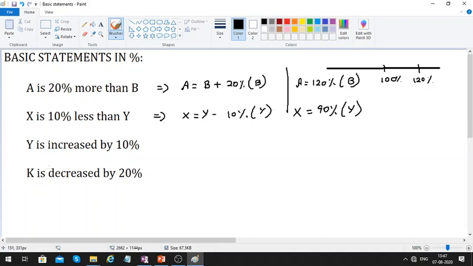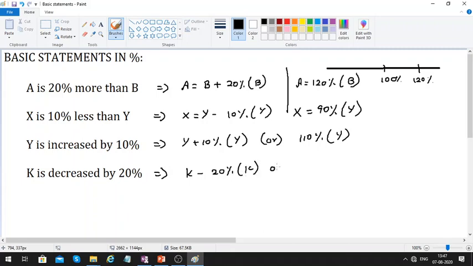Same way, moving on to the next one. This kind of percentage based statements are also quite common. Like a value is either increased by some percent or decreased by some percent. When y is increased by 10%, the new value of y would be y plus 10% of y, or as I said earlier, from 100% it will be moved 10% further up. So it will be 110% of y. Same way, k is decreased by 20%, which means the new value would be k minus 20% of k, or from 100% it is decreased by 20%, so it should be 80% of k.